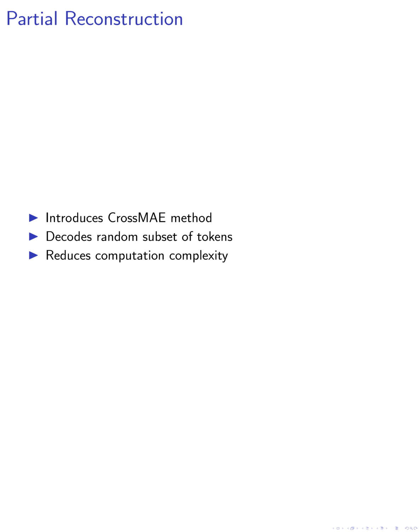In the third step, we introduce the concept of partial reconstruction. Our method, CrossMAE, allows for efficient partial reconstruction by decoding only a random subset of the masked tokens. The reconstruction is computed on a random subset of the locations, and the loss is applied only to the decoded locations. This approach significantly reduces the computation complexity of the system.